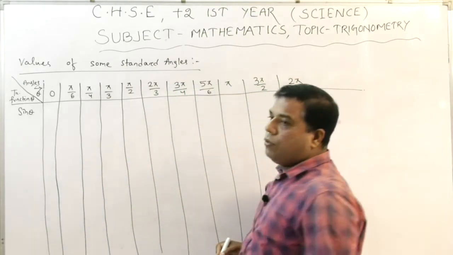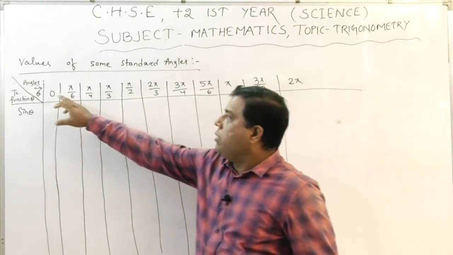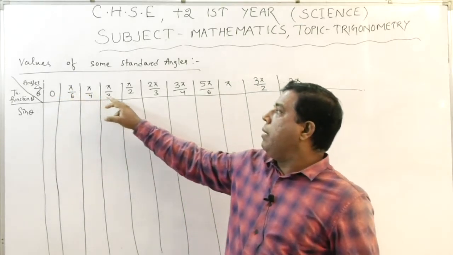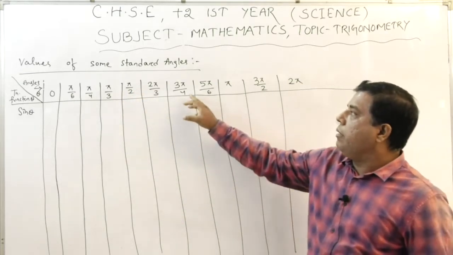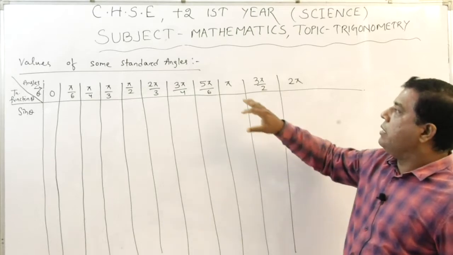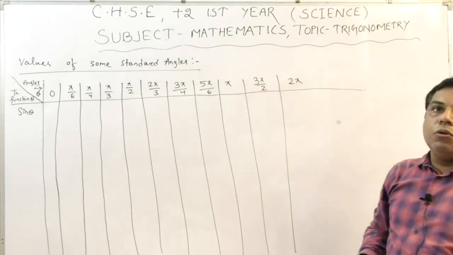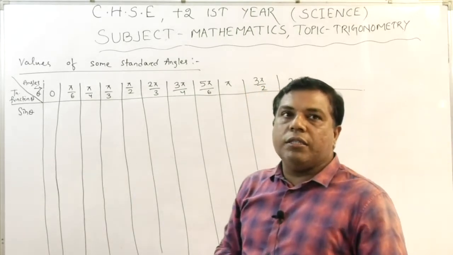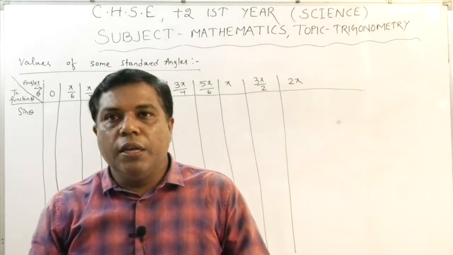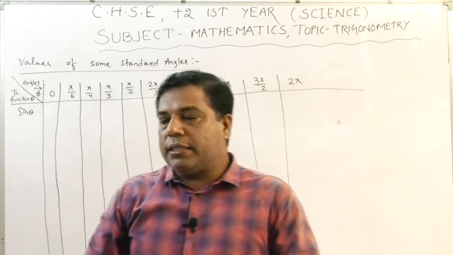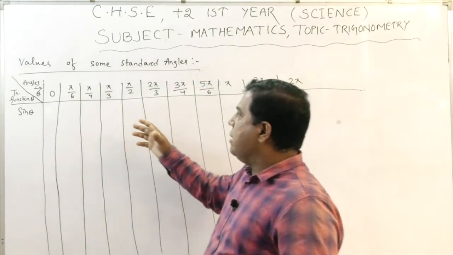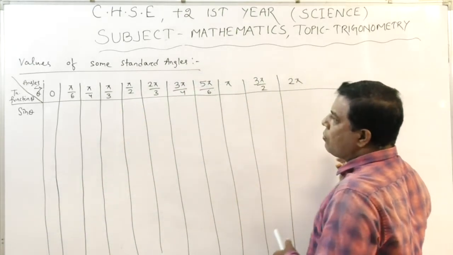Okay, dear students, you see those angles 0, pi by 6, pi by 4, pi by 3, pi by 2, 2 pi by 3, 3 pi by 4, 5 pi by 6, pi, 3 pi by 2, 2 pi, etc. are known as the standard angles. Okay, so now we are going to show you what value those standard angles take in different quadrants.